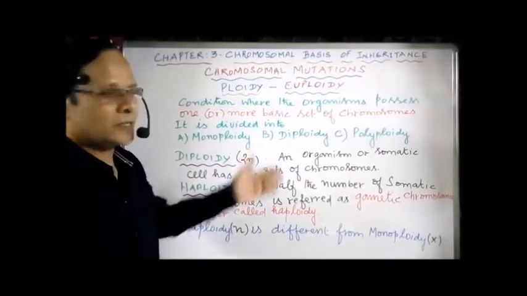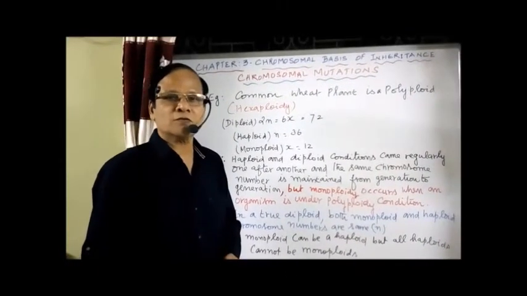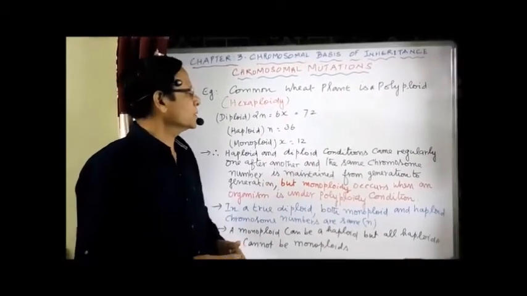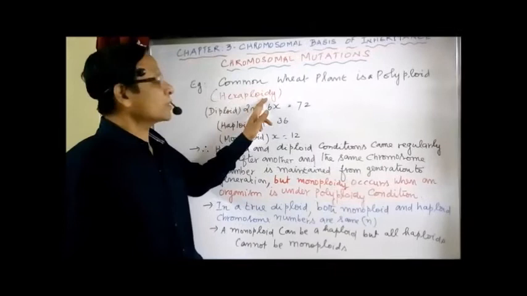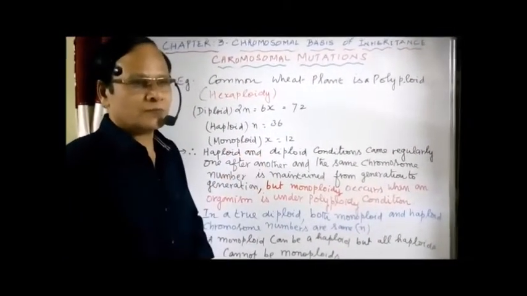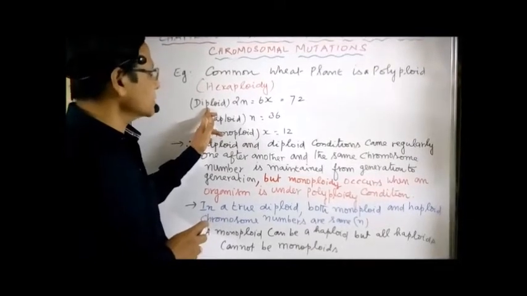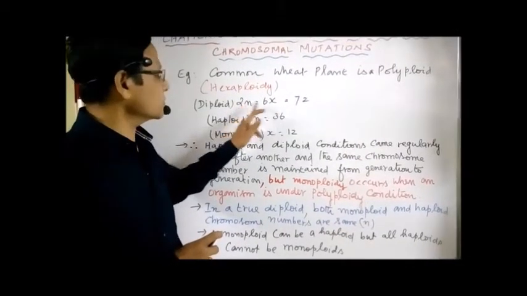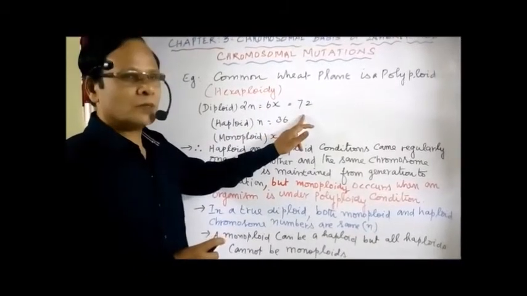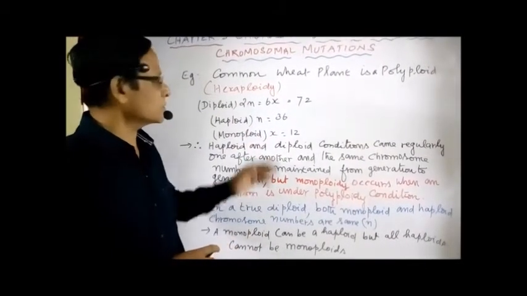Now I'll give an example on the board. To differentiate a monoploid condition from a haploid condition, I am taking the example of wheat. Common wheat is a polyploid, in a hexaploid condition. That means there are 6 sets of chromosomes, which make up the normal diploid. Here the diploid organism normally has 72 chromosomes, that means 6 sets of chromosomes. So 2n is equal to 72. For the haploid, n is equal to 36.